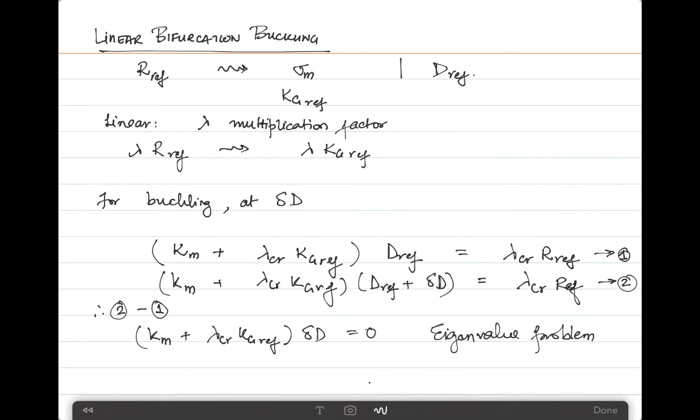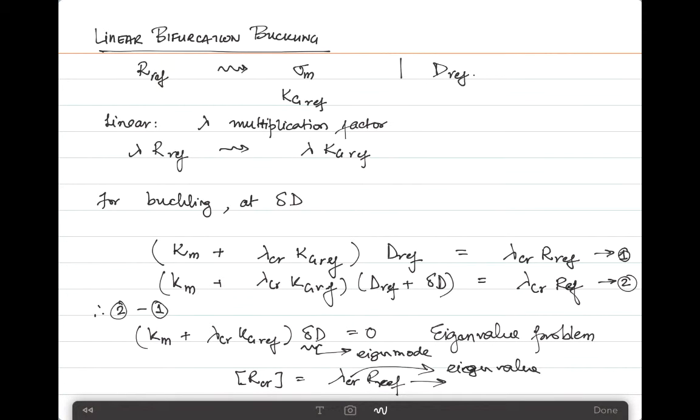Now delta D is therefore the eigenvector, but before that you have your load which is applied, so the critical load R critical, which was equal to lambda critical times R ref, is given by the eigenvalue for this problem. The delta D associated with this situation is then called the eigenmode for the analysis, and lambda critical here is called the eigenvalue for the buckling.